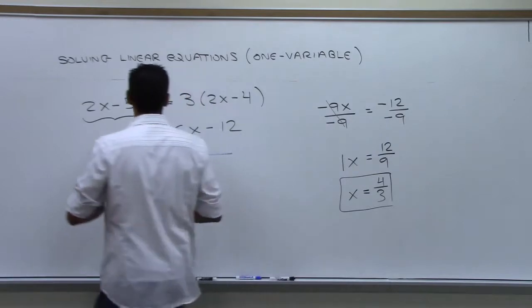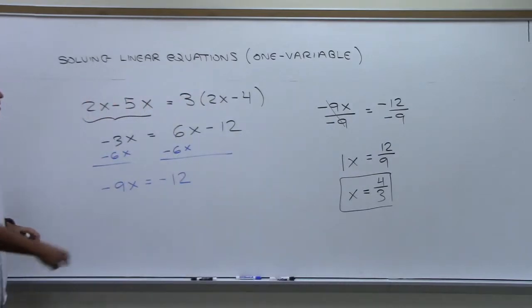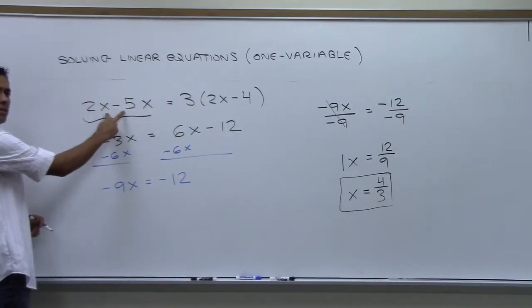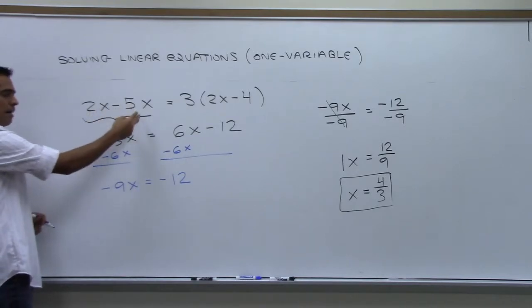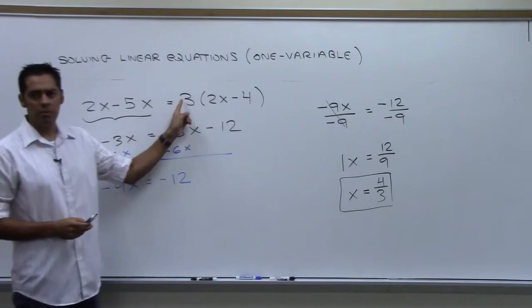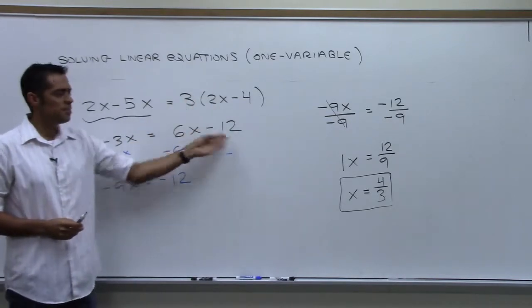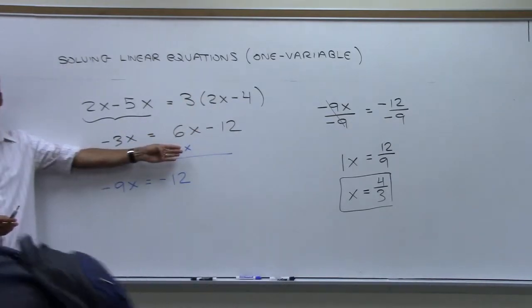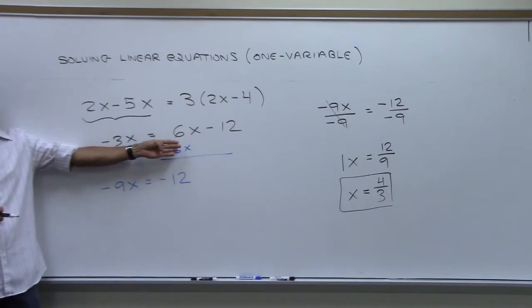There's some things we could have done different depending on how you approach this. First, I combine these two like terms together. 2x take away 5x is negative 3x. Over here, I distributed the 3 through the parentheses and got 6x minus 12. We all good up to that step? We're all okay with that?